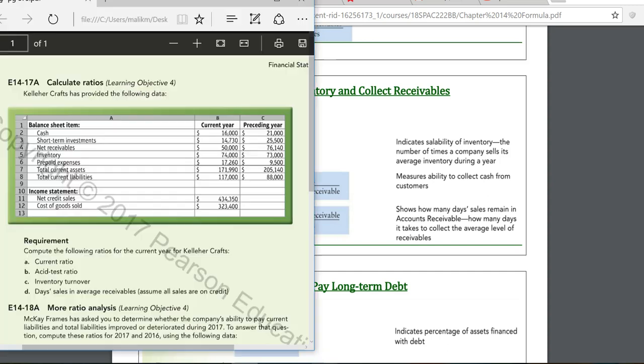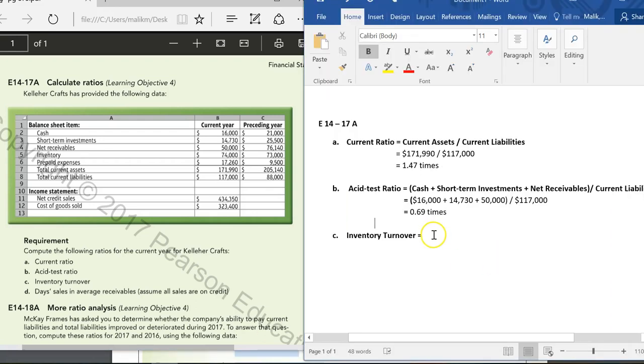Now let's go back to our problem and check the numbers. I will write down the formula again. Inventory turnover ratio means cost of goods sold divided by average inventory. Again, for the balance sheet item, we're going to take the average, and you need to figure out how to calculate the average. Average means the preceding year plus the current year, and then divided by 2.